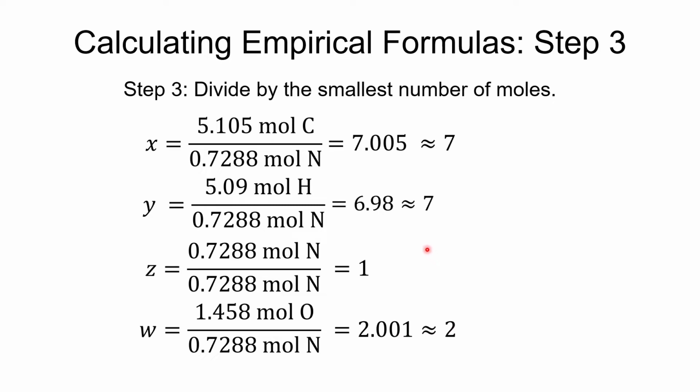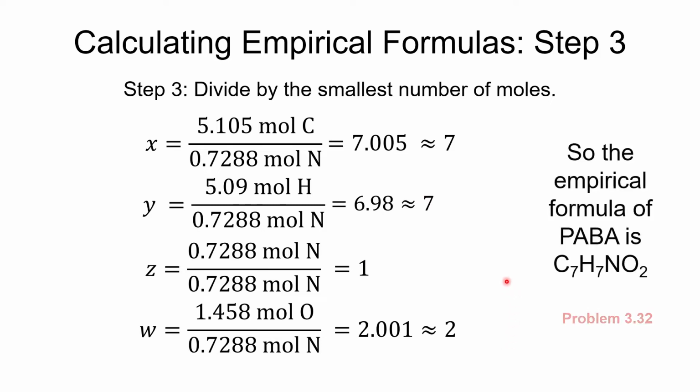So now that means that these are the subscripts in our empirical formula. So our empirical formula for CxHyNzOw is going to be C7H7NO2. Now you'll notice that for the 1 here, we did not put the number because if the number is 1, it is implied and we don't need to put the 1.